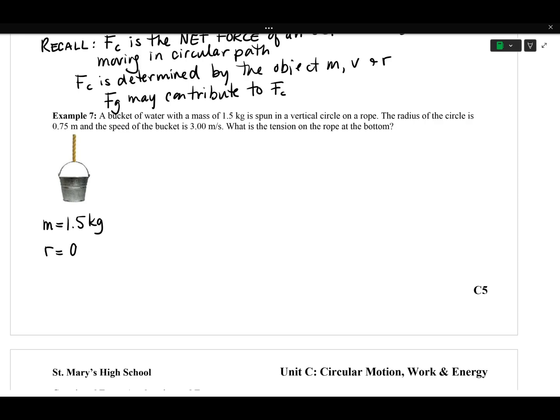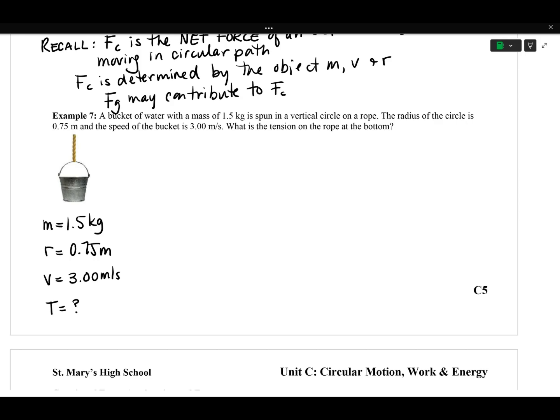Okay, first let's write down what we know. We have a mass of 1.5 kilograms. We have a radius of 0.5 meters. And we have a speed of the bucket that is 3.00 meters per second. And that's circular speed. So you'll notice that we kind of start to drop the little c there. But just remember, we're dealing with a circular motion.